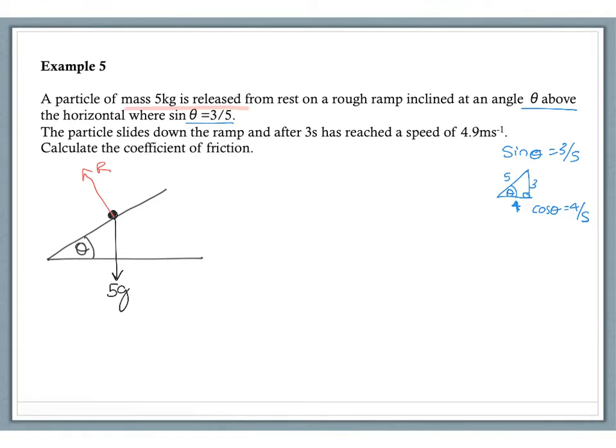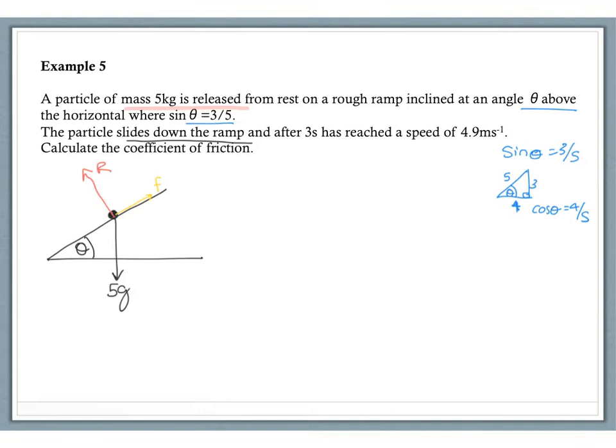Now, this time the particle's moving. It slides down the ramp and after 3 seconds has reached a speed of 4.9 meters per second. So what essentially has happened here is that equilibrium has been broken. We're no longer in equilibrium, so we cannot apply the resultant force equals 0. We're going to have to use Newton's second law of motion. If limiting equilibrium has been broken, that means friction will have reached its maximum value of mu R. Now, as the particle is sliding down the ramp, that means that friction must be opposing its motion like that.